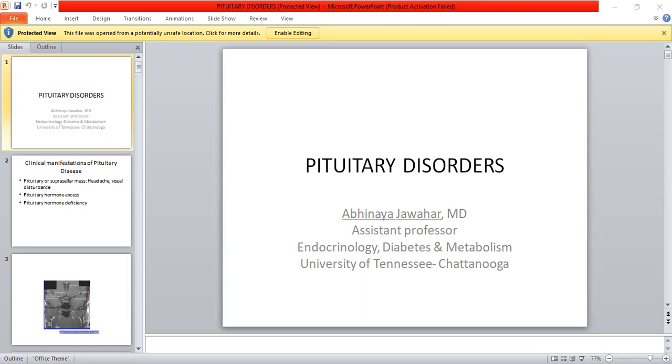And sometimes people with Sheehan syndrome may not even have symptoms in the postpartum period. They could come to your clinic 5 or 6 years down the line with symptoms of hypopituitarism. So it's important to ask a history about prolonged labor with excessive bleeding. That can also give you a clue.